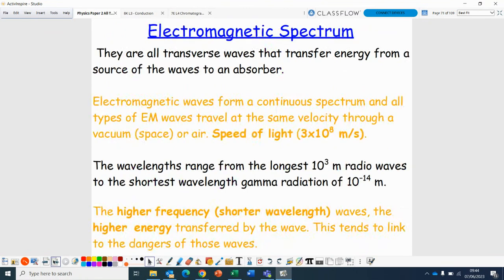The electromagnetic spectrum are all transverse. They all transfer energy. So if you ever get asked for similarities of the electromagnetic spectrum, that's what they do. They're all transverse. They all transfer energy. They all travel at the speed of light in a vacuum. You should be aware that the longest is around 10 to the 3 meters, and the shortest gamma rays are around 10 to the minus 14. Just because gamma has a shorter wavelength and higher frequency and higher energy does not mean it travels any faster. All the waves in the spectrum travel at the same speed.